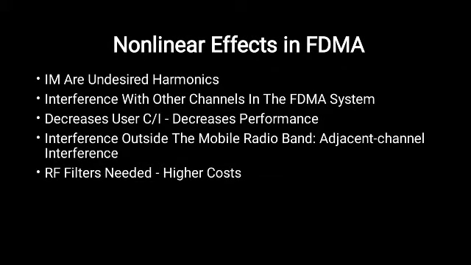Intermodulation, IM, is undesired, and it causes harmonics. These harmonics cause interference with the other channels in the FDMA system. That decreases the number of users and their performance. The interference outside the mobile radio band causes adjacent channel interference. RF filters are needed for reducing this channel interference.